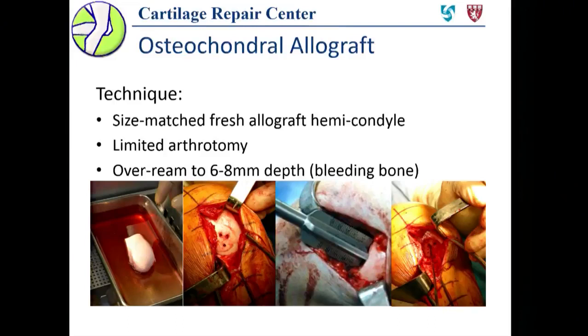You can do a limited arthrotomy, so generally they're fairly small incisions, unless you need to do other things like osteotomies at the same time. And you want to minimize the amount of bone that you have. So generally the composite thickness is somewhere between 6 and 8 millimeters. This is not something where you want to go deep like an OATS plug. You don't need that for mechanical stability.